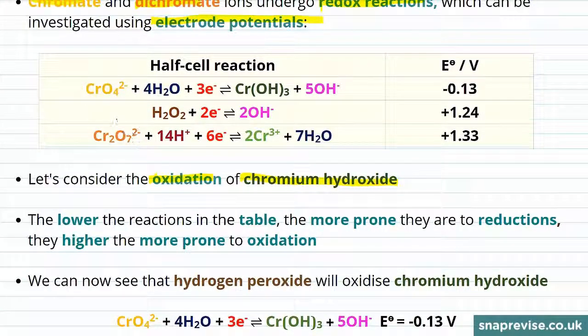chromate ions. Remember that the lower a reaction is in these sort of tables, where we have the more negative electrode potentials at the top and the more positive ones at the bottom, the more positive ones are more likely to favour the forward reaction, which is reduction, and the ones higher up in the table with more negative electrode potentials are more likely to be oxidised.